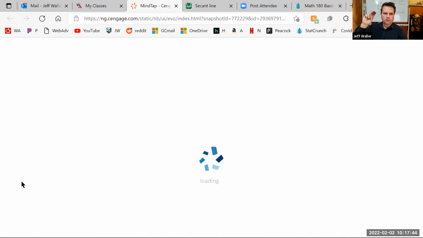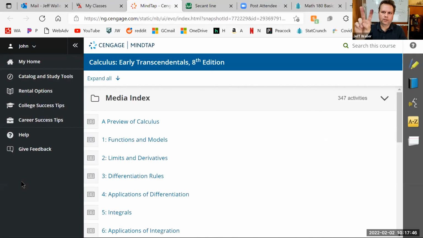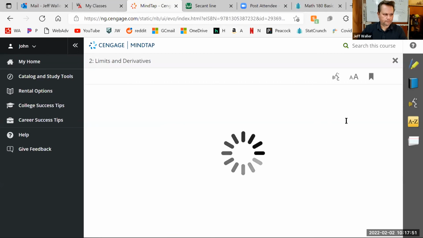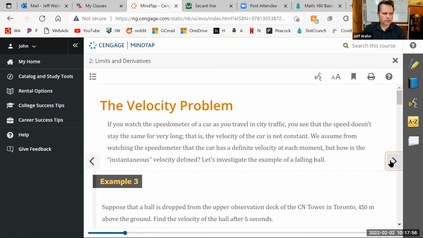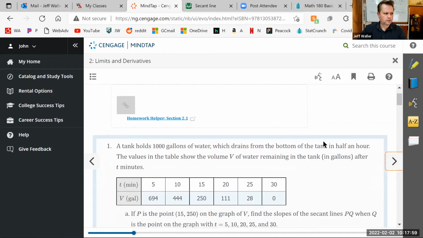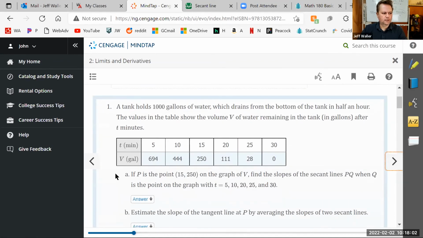This will happen someday. Basically, section 2.1 is all about the concrete two points approach, right? So let me show you an example real quick. You're not going to do anything with the limit yet in section 2.1. In section 2.1, you'll see a problem like this, and they'll say if P is this point, so that's the point you want to know the slope at, find the slopes when the other point is 5,694.